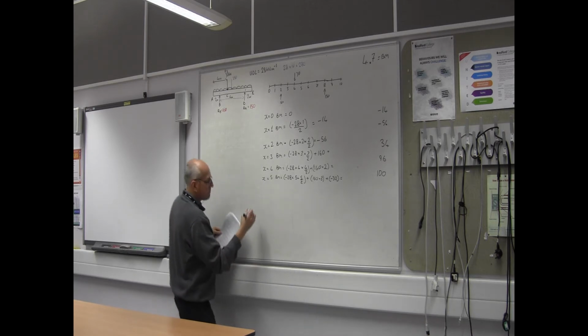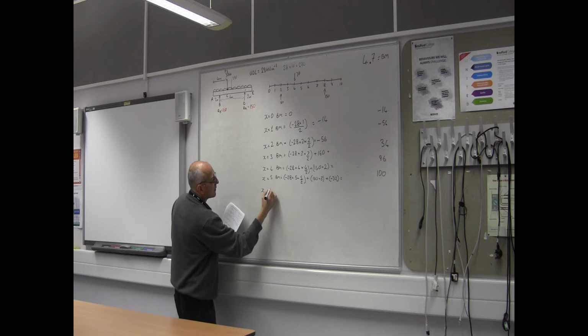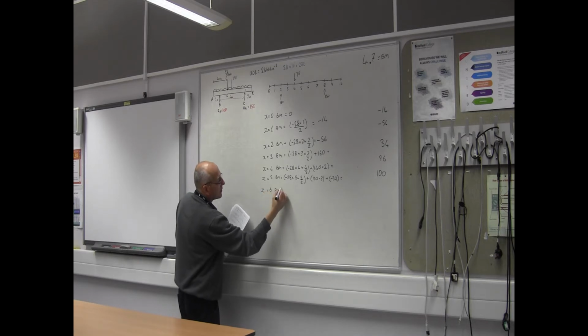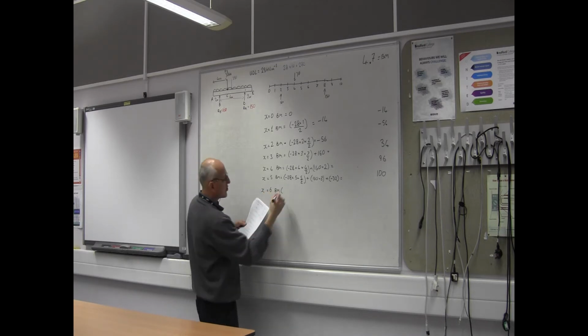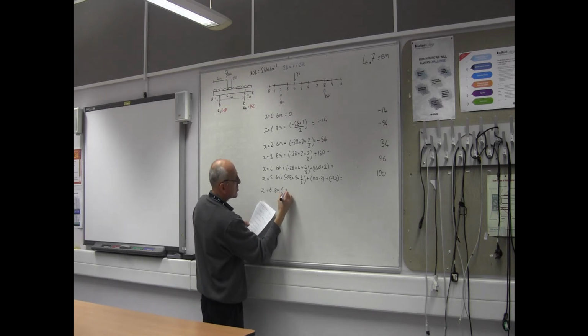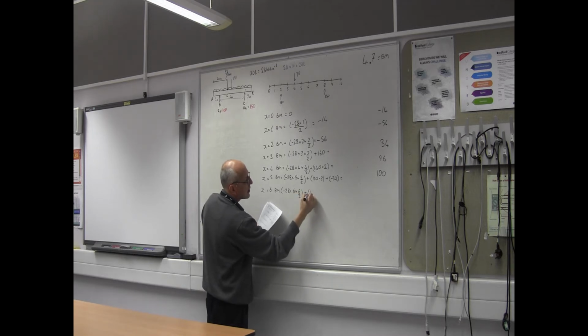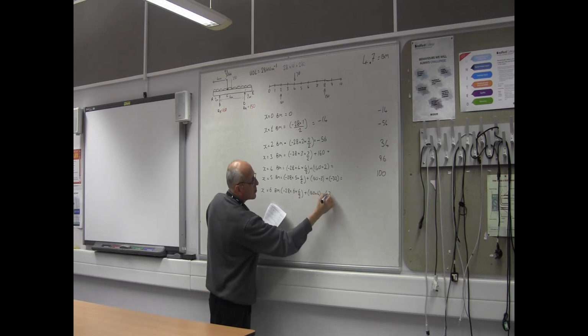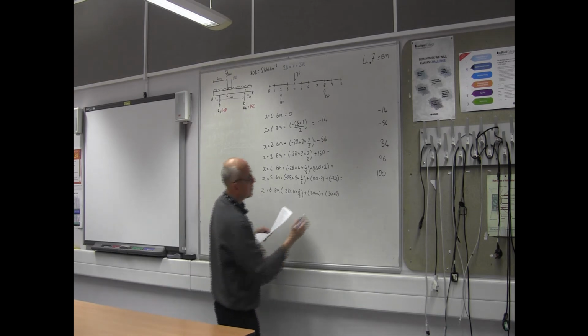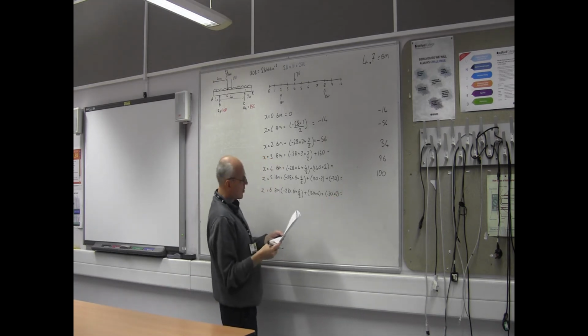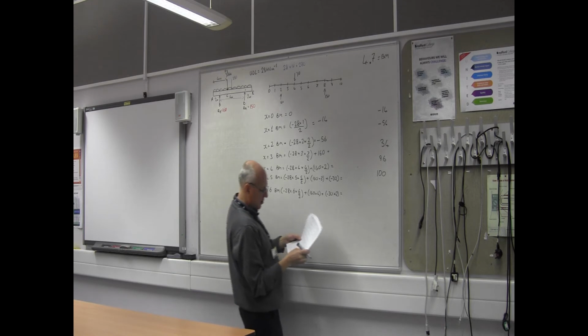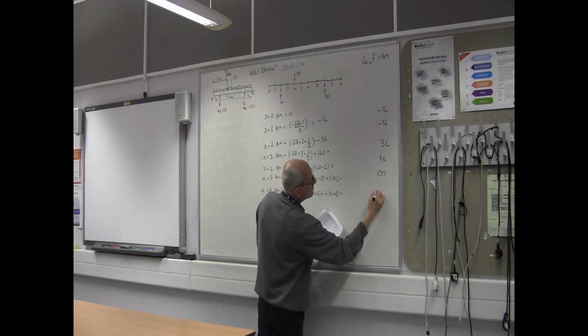Okay, so next one. Same again, exactly the same process. Minus 28 times 6 times 6 divided by 2 plus 160 times 4 this time plus minus 30 times 2 this time. Anything else happen? No. Equals, so x of 6 gives me plus 76.